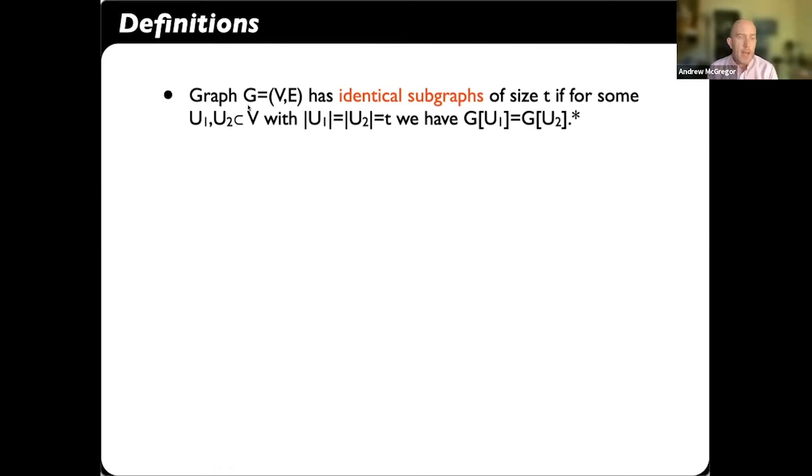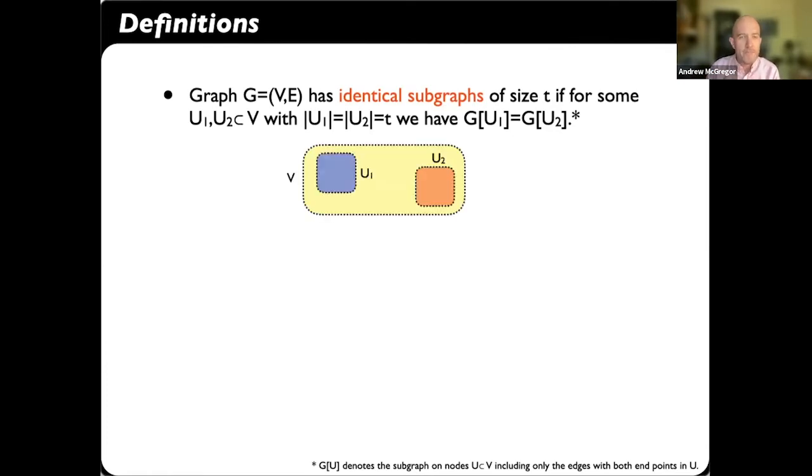Start off with graph G. I'm going to say G has identical subgraphs of size T if there are two subsets of the nodes, U1 and U2, of the same size T, such that the induced subgraph on U1 equals the induced subgraph on U2. I'm talking about the graphs being isomorphic, but I've had big arguments with my co-author whether, for unlabeled graphs, we should call them isomorphic or equal. But I hope you know what I mean.